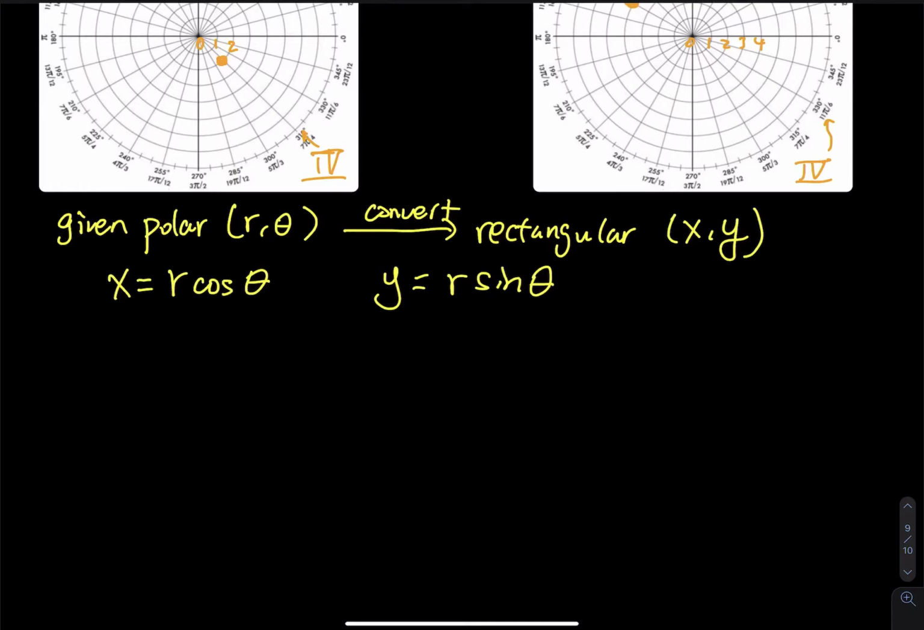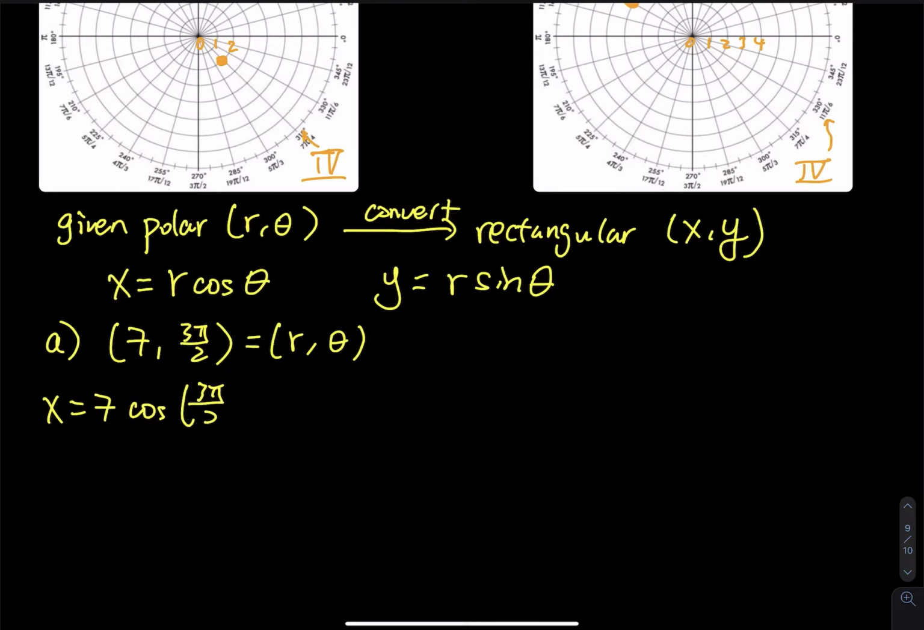So the first point, we have 7, 3 pi over 2. All you have to do is just plug in r and theta. So we have x equals r, which is 7, times cosine of 3 pi over 2. So cosine 3 pi over 2, don't use your calculator. 3 pi over 2, you use your unit circle.